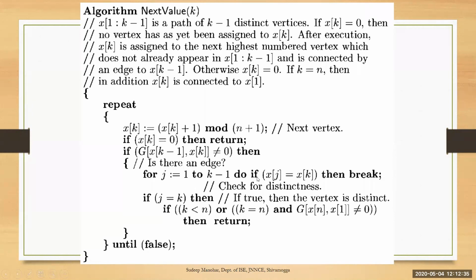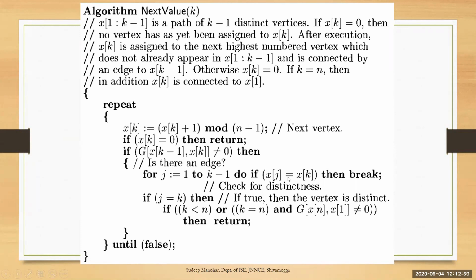Okay, if it is a part of the previous subset, if it is equal, then break. So what happens to break? It comes out of this for loop. It comes out of the for loop for two reasons. One reason is the for loop may exhaust: j may take all the values from 1 to k minus 1. Then also the for loop will exit.